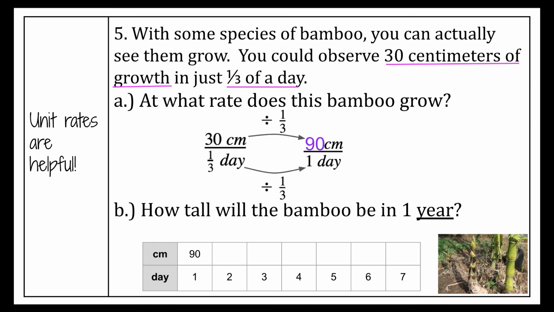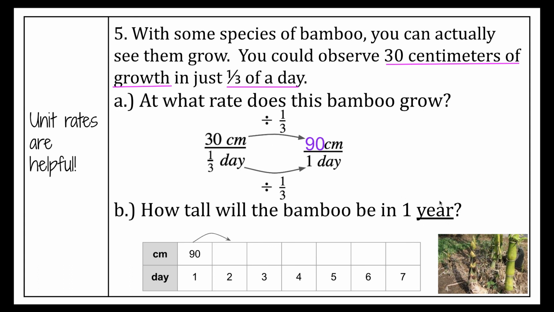You don't have to write this table down. How much would it grow in 2 days? Well, I would go 90 plus 90 or 90 times 2, which is 180. But down here it's asking for a year. I need to recognize that my units, I have day up here and year here. Let's change year to represent days. I have to be working with like units when they're across from each other in my rates here. Do you see that? Day is next to day, centimeter is next to centimeter.